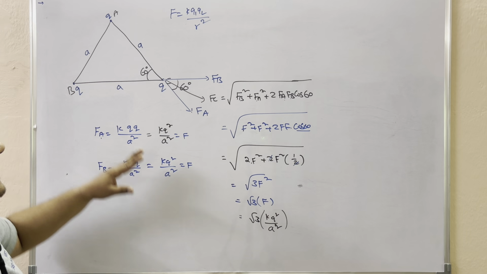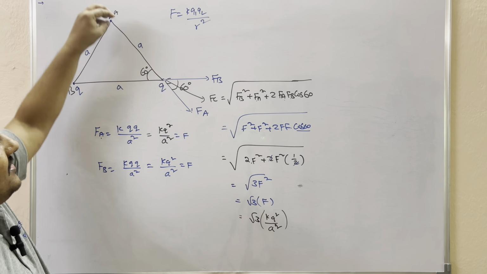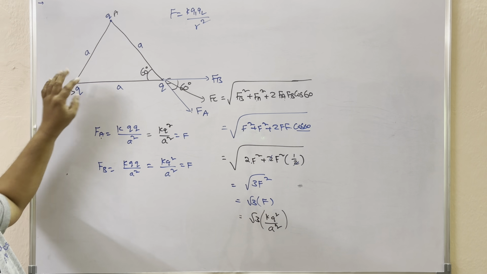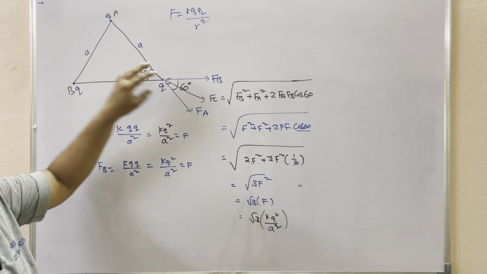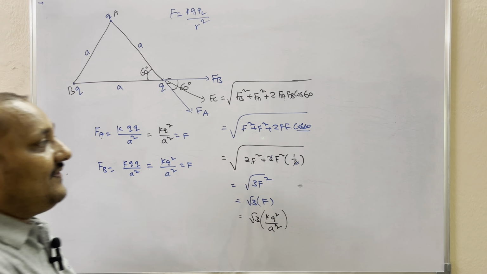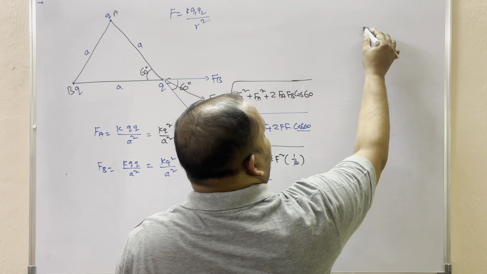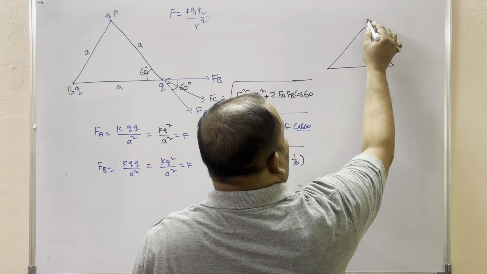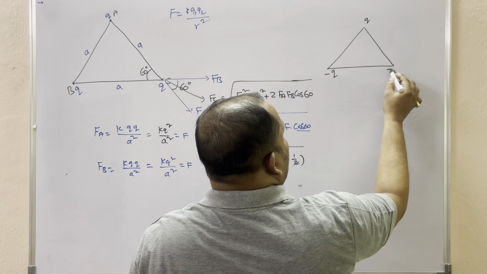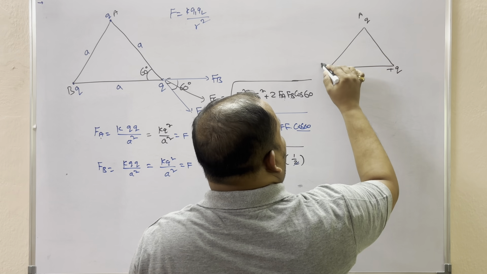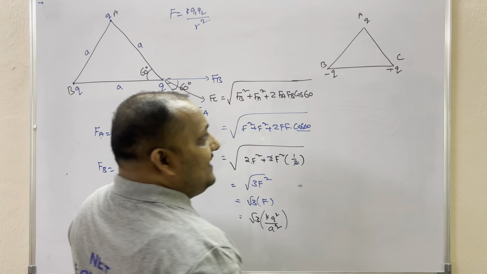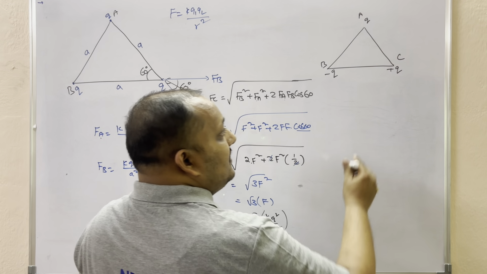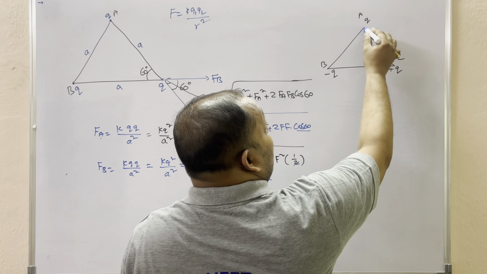Now you have to practice this problem by taking plus q, plus 2q, plus q, plus q, plus q, minus q. Like that, if you do it differently, you will get an idea on this. Now I am giving the same question with a small change: q, minus q, plus q at A, B, C. Find the resultant force on positive charge.